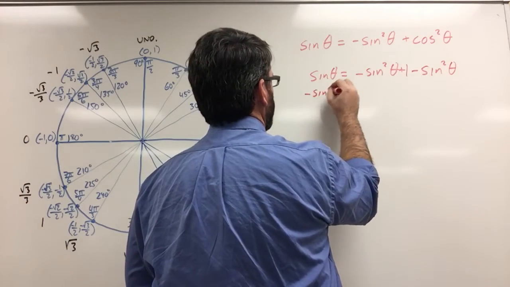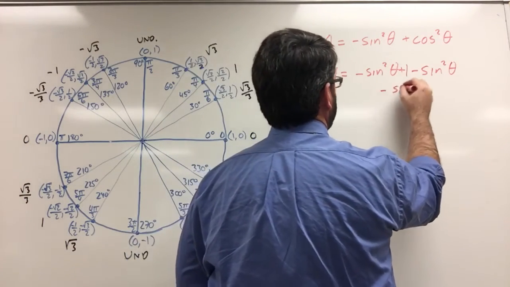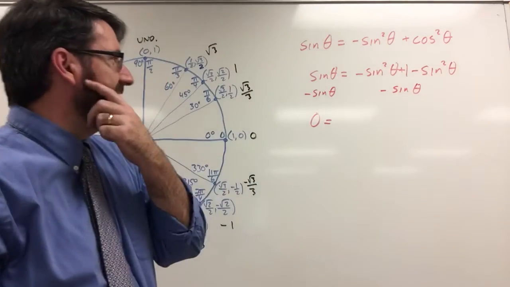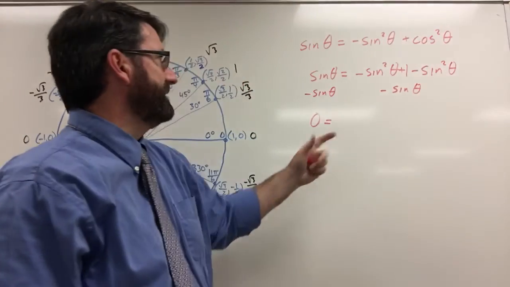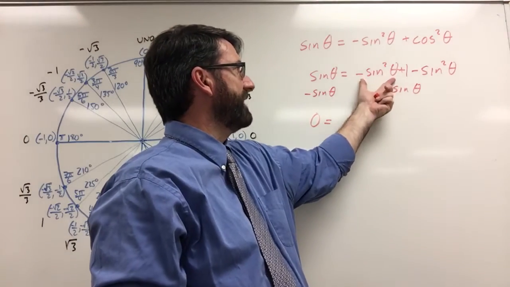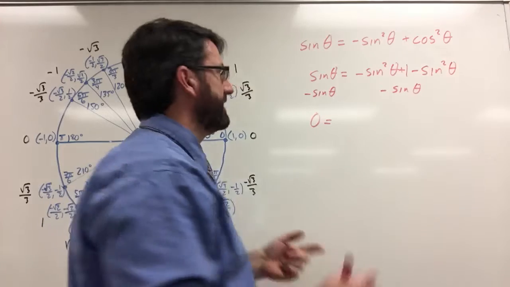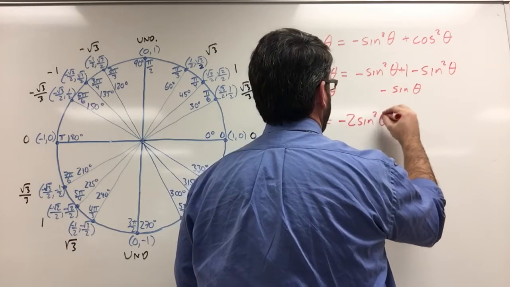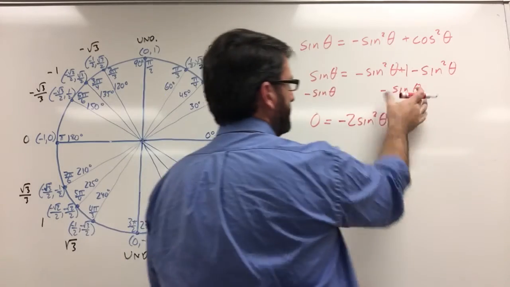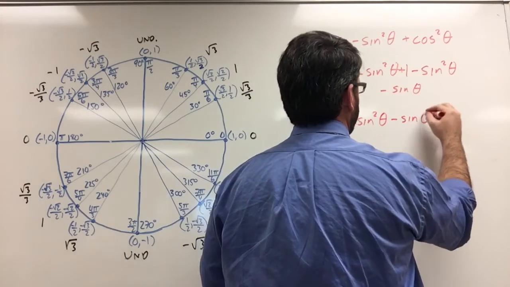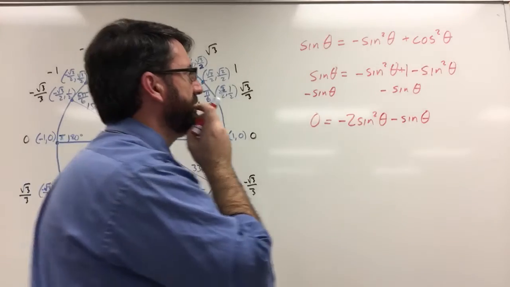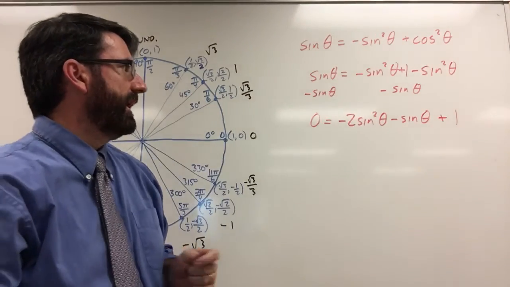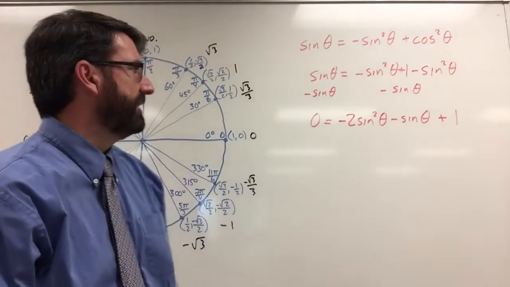So let's subtract sine theta from both sides. And so this is 0 on this side. On this side, let's rearrange some things. We've got a sine squared, negative sine squared minus sine squared. That's going to be negative 2 sine squared theta. And then we've got this minus sine theta. And then we've got plus 1. And now we're just about ready to factor this.